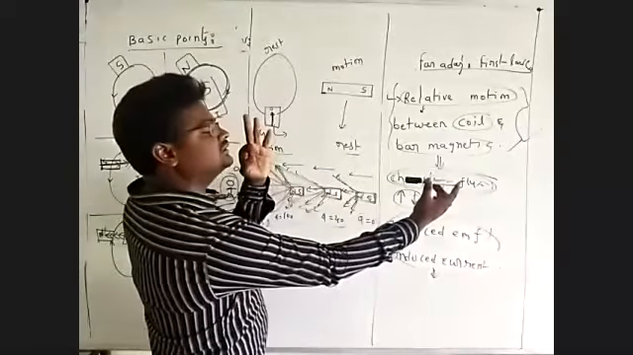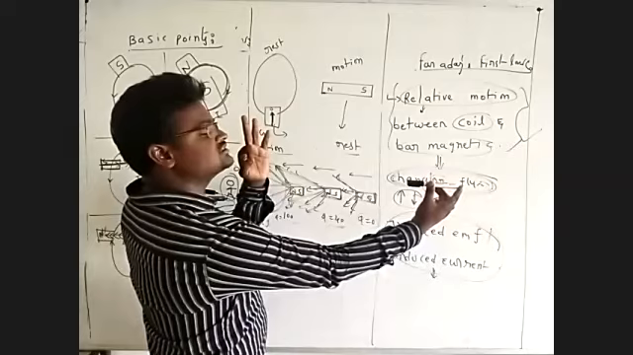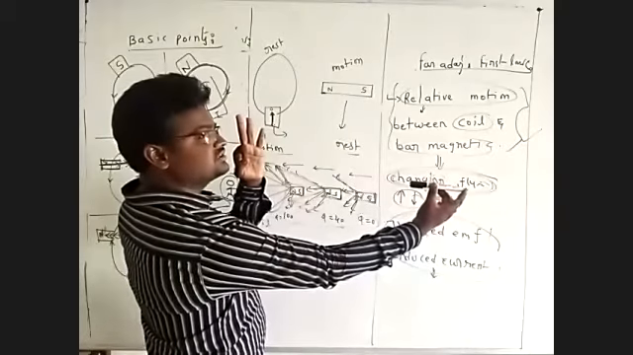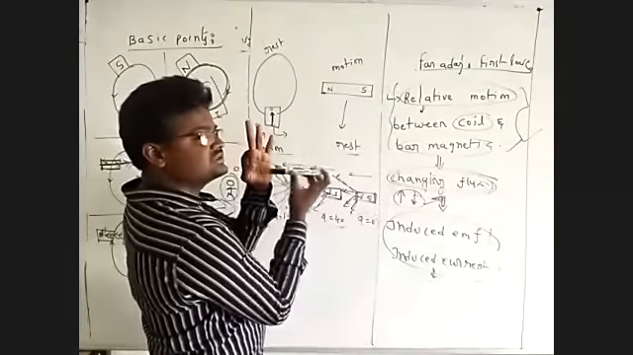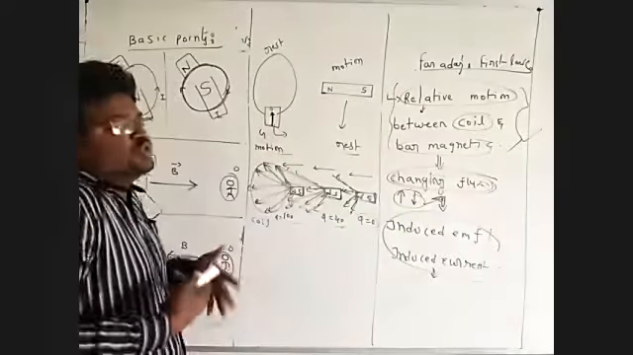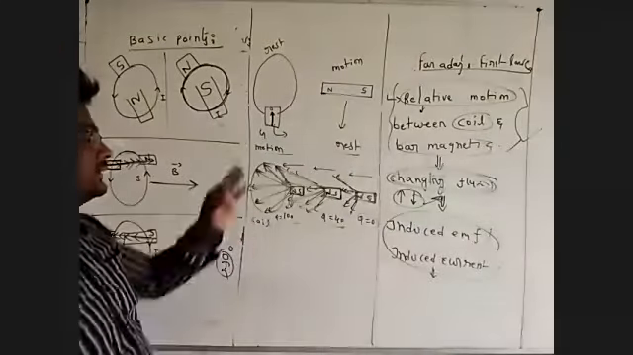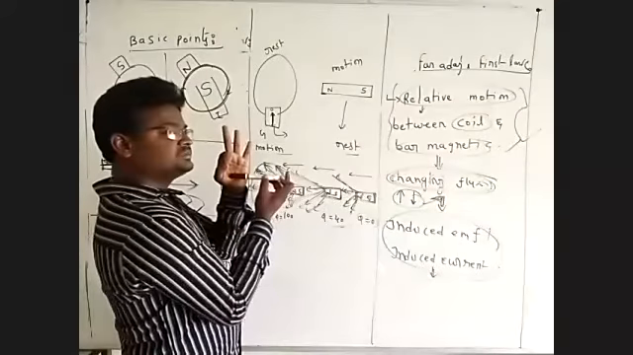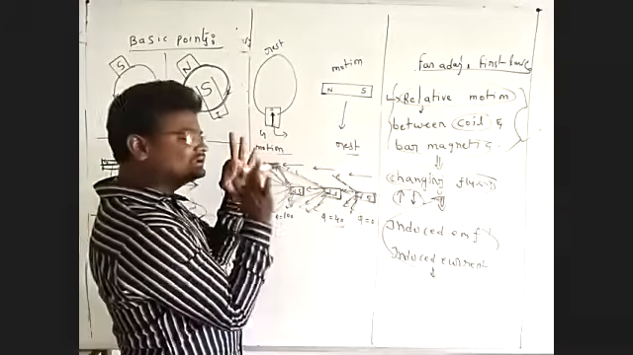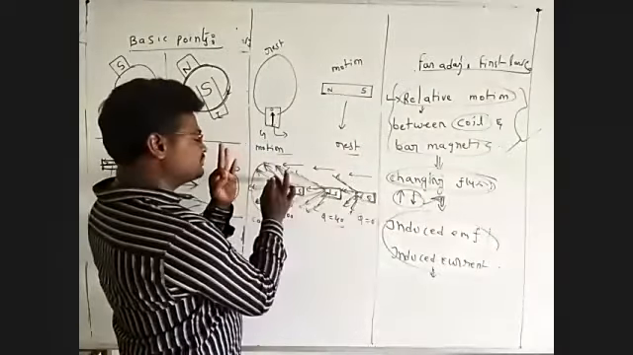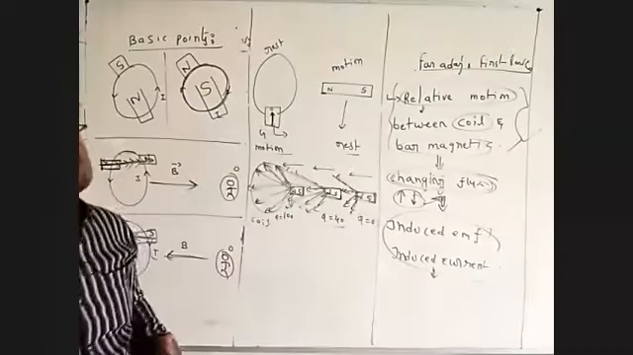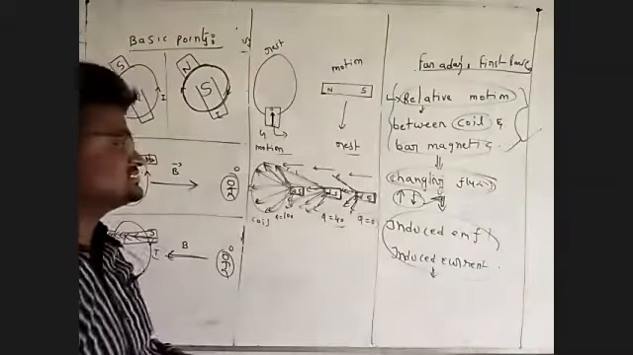Flame is far away from the person. Flame is away from the person. Flame is moving towards the person means the person gets more heat. Flame means flux lines, person means coil. That means the coil gets more flux lines.